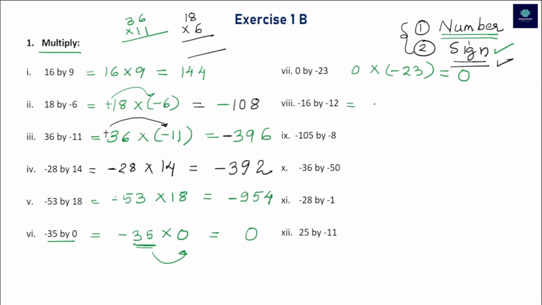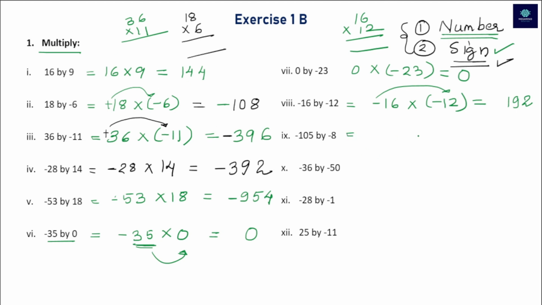Coming to the next question, minus 16 into minus 12. So first multiply just the numbers. So we have 16 and 12. So on multiplying 16 and 12, we get 192. And now it's time to put the sign. So we know that minus and minus becomes plus. So our answer is positive 192. So we don't actually put this plus sign. So it is simply 192.